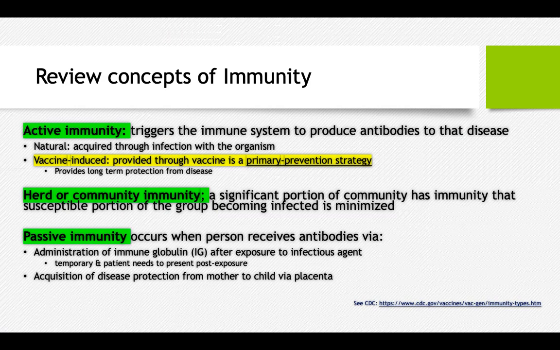Active immunity triggers the immune system to produce antibodies to that disease. So, natural is acquired through infection with the organism. Vaccine induced through immunizations provide primary prevention, and it provides a long term protection from disease. Herd or community immunity is when a significant portion of the community has immunity, so the susceptible portion of the group becoming infected is minimized.